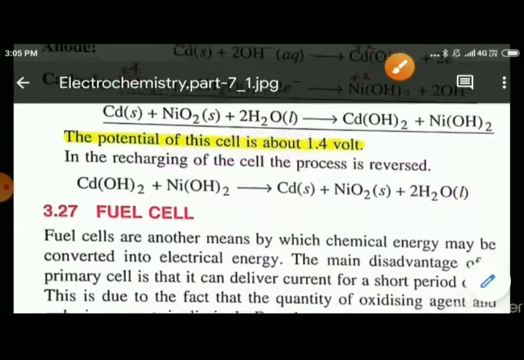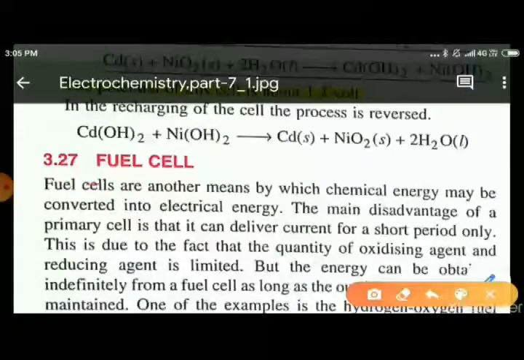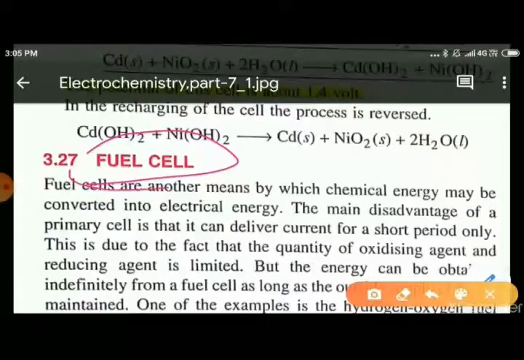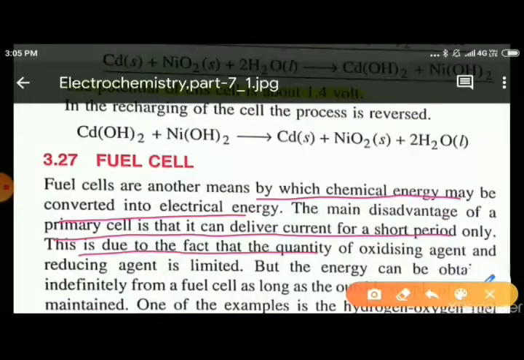Now, fuel cell, most important. By the name it is clear that in this cell, fuel means something which gives heat energy. That heat energy gets converted into electrical energy. Fuel cells are another means by which chemical energy may be converted into electrical energy. The main disadvantage of a primary cell is that it can deliver current for a short period only.